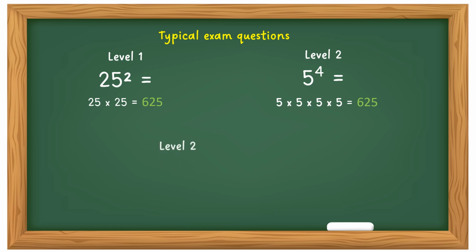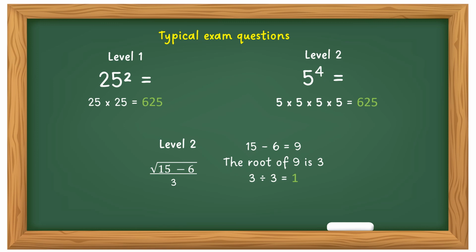Now let's look at another question at level 2. You may be presented with something like this. This is where your BODMAS rules will help you. When you're dealing with BODMAS rules, you have to do the top half first and then divide it by the bottom half. So what you do in this case is you have to find out what 15 minus 6 is, which gives you 9. Then you have to find out the square root of 9, and that's one of your basics, because this would be a non-calculator question. We know that 3 times 3 is 9, so the root of 9 is 3. Then you take 3, divide it by 3, and the answer to this question here is 1. But BODMAS will help you solve that.